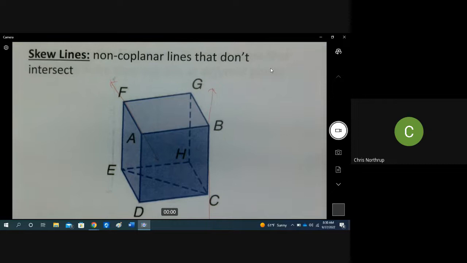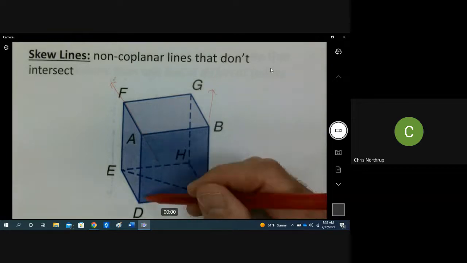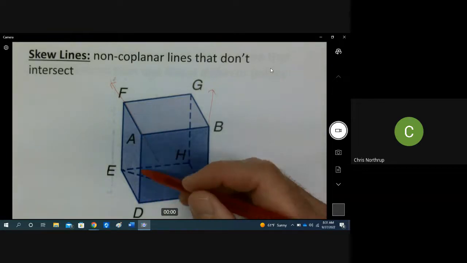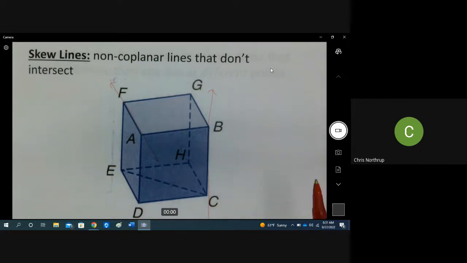So the easiest way to identify some skew lines, I get a lot of students having a difficult time finding skew lines every year. Pick a line that's horizontal and then a line that's vertical, and make sure that they're not in the same plane. Like, don't pick AD, because AD and FA are in the same plane. As long as you do that, you have identified a pair of skew lines.